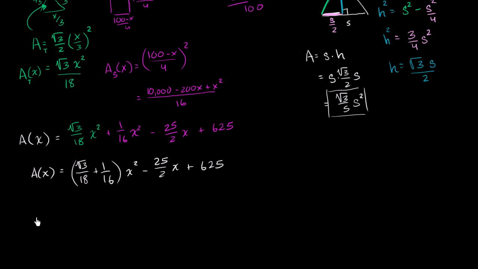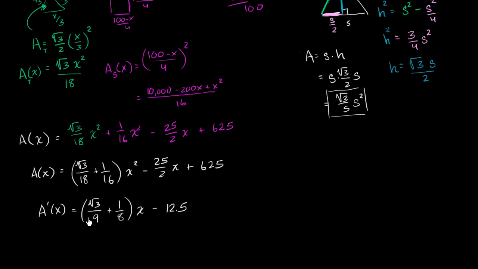And to find the critical points, we have to figure out where the derivative of our function might be equal to 0 or might be undefined. So let's take the derivative here. The derivative, let's see, the power rule, it's going to be 2 times all of this business times x. So it's going to be 2 times this, which is going to be square root of 3 over 9 plus 1 over 8 times x minus 25 over 2, which I can just write as 12.5, minus 12.5 is the derivative. Now this is going to be defined for any x.